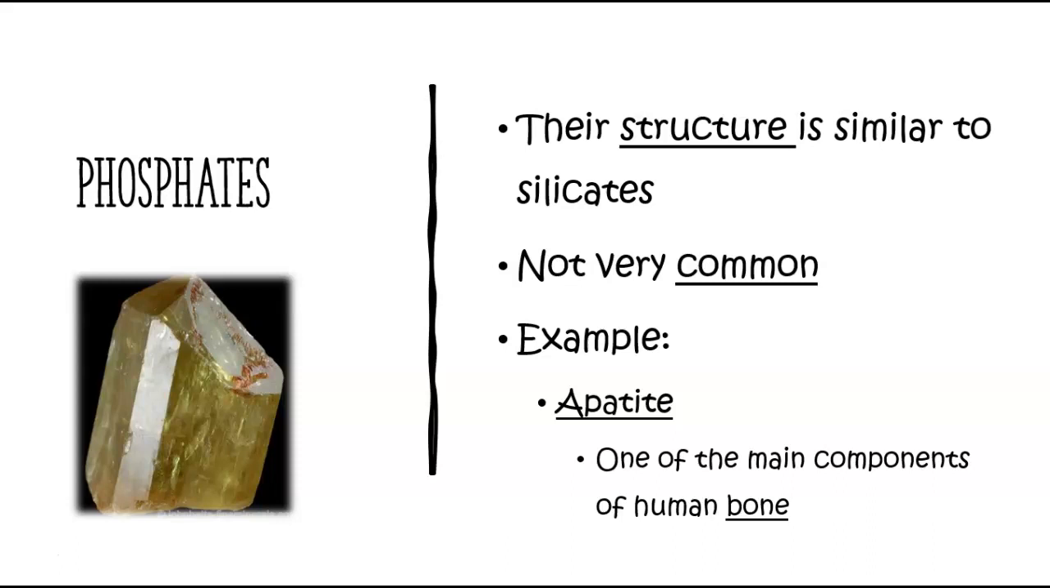So we think a lot about calcium when it comes to bones, but actually there's more apatite in your bones than there is calcium, or at least they're pretty close in there. So apatite's pretty important when it comes to you.